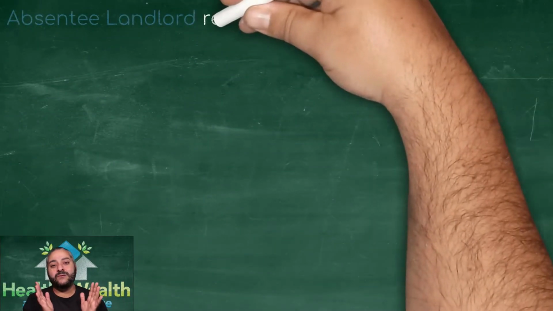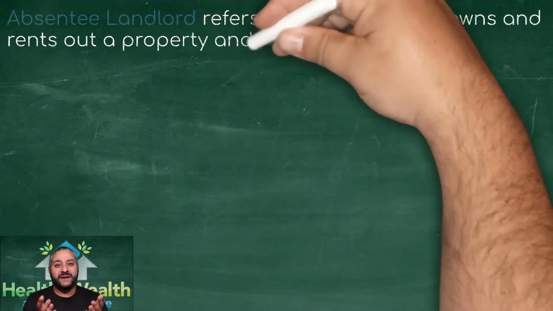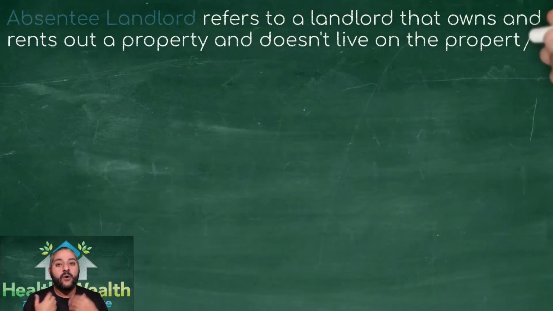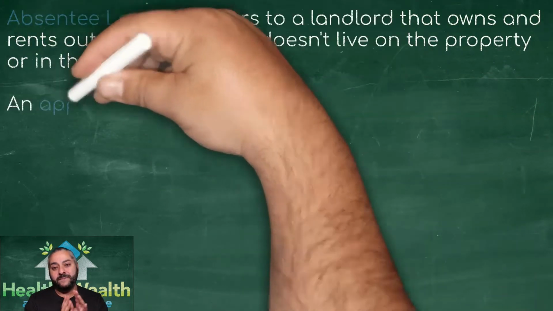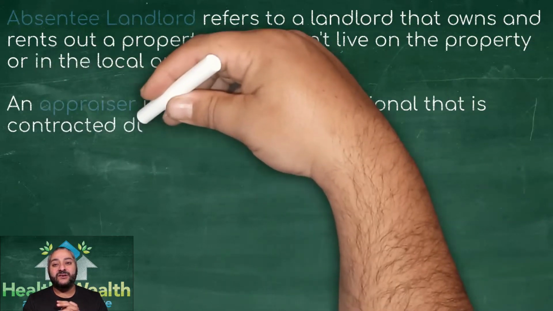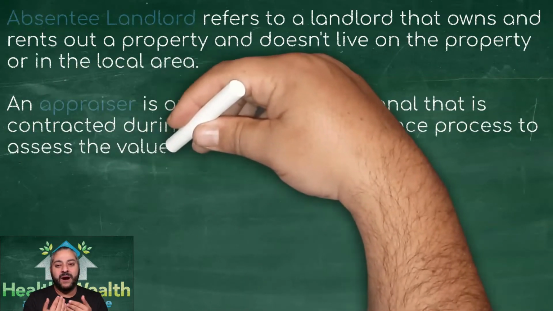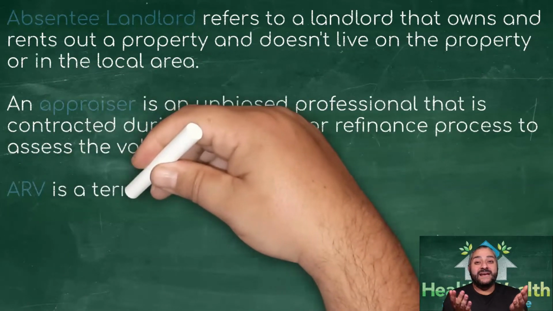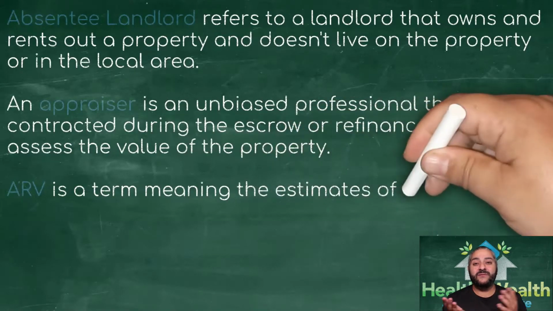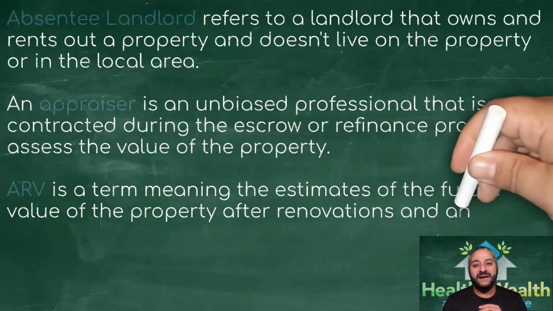An absentee landlord refers to a landlord that owns and rents out a property to earn profit and does not live on the property or in the local economic region. An appraiser is an unbiased professional that is contracted during the escrow or refinance process to assess the value of the property in question. ARV is a term meaning the estimate of the future value of the property after renovations and any repairs that are made to the property.